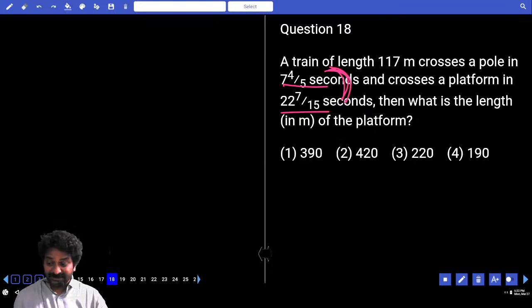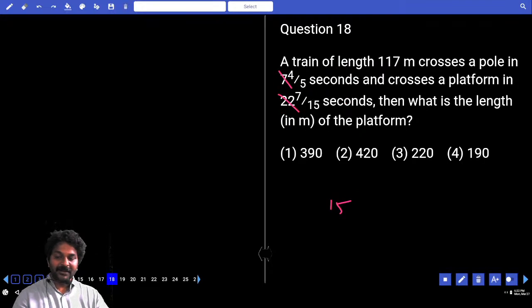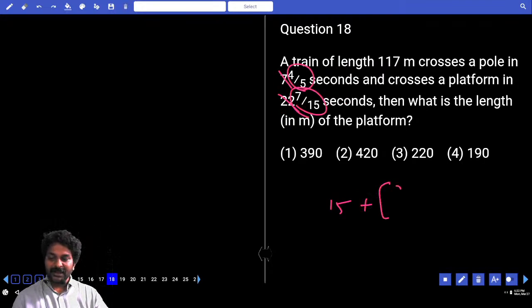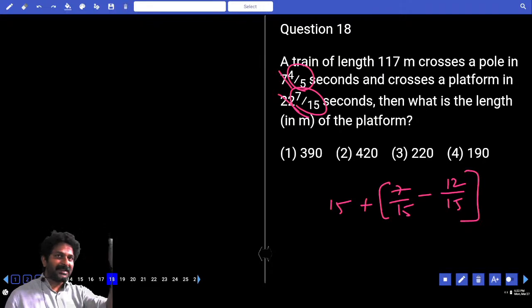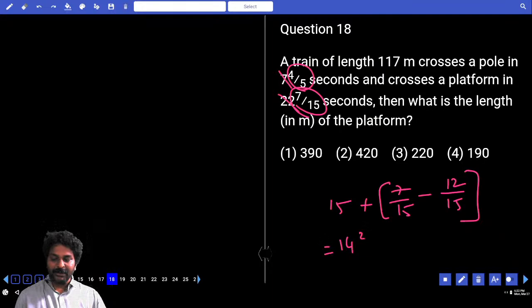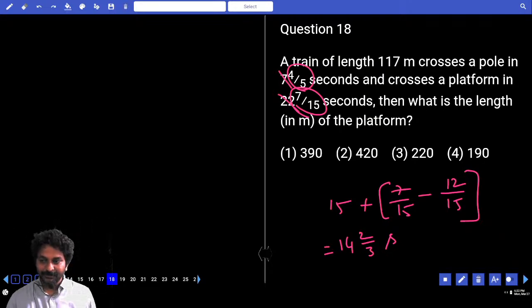Now let me take the difference here. 22 minus 7. 15. 7 by 15 minus 4 by 5. Yes? So I will write it as 7 by 15 minus 4 by 5. I will treat it as 12 by 15. Is that okay for you? Numerator minus 5 by 15 minus 1 by 3. Yes? 15 minus 1 by 3, in the sense, 14 and 2/3 only. This much time it is taking. Are you getting my point?